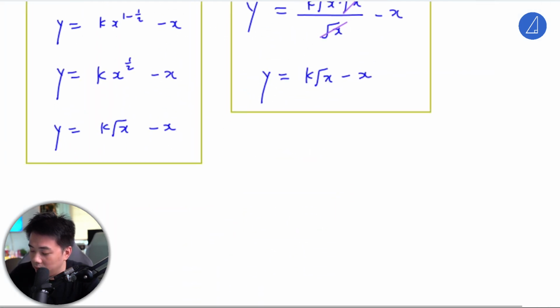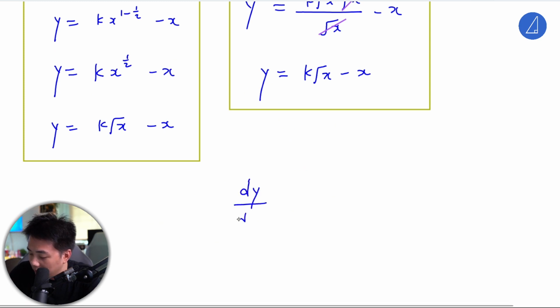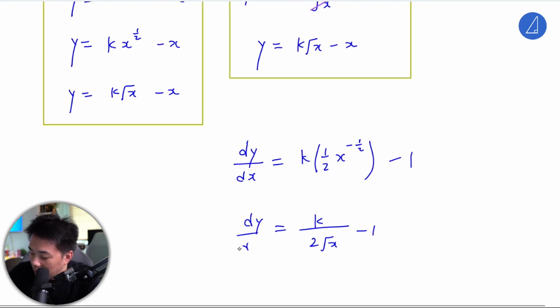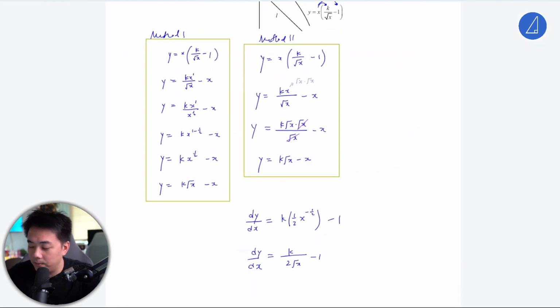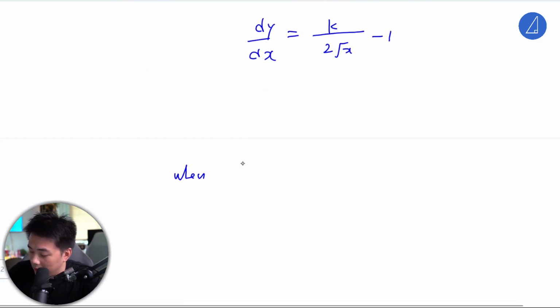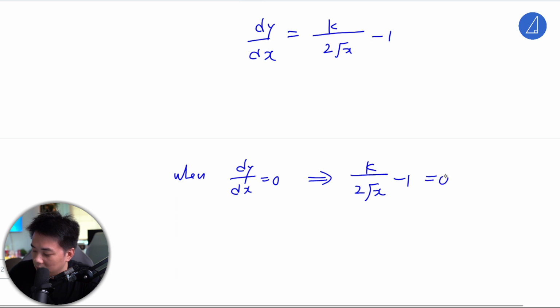So now once this is done, what I could do is just dy/dx on both sides. This is x to the power of half, so it's half x to the minus half, then minus 1. So this will be dy/dx equals k over 2 root x, minus 1. And I know that dy/dx is equal to 0. So when dy/dx equals 0, we know that k over 2 root x minus 1 equals 0.